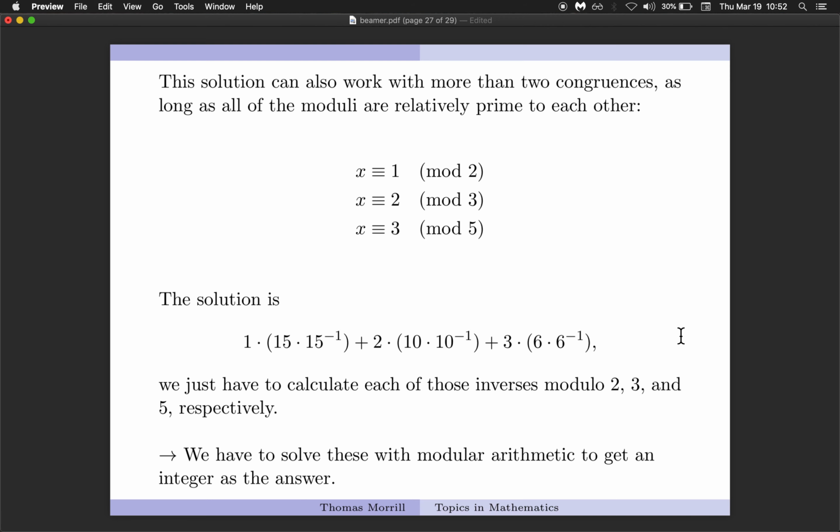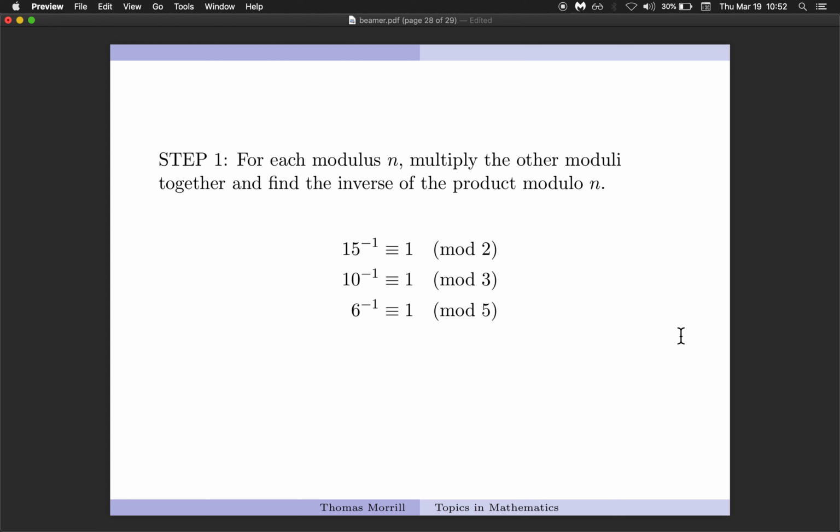Let's go through the steps again. So step 1, for every modulus n, so the 2, the 3, the 5, multiply all of the other moduli together and find the inverse of that product modulo that last modulus n that we picked out. So for 2, I take 3 times 5, which is 15. 15 is already 1 modulo 2, so 15 inverse is just 1.